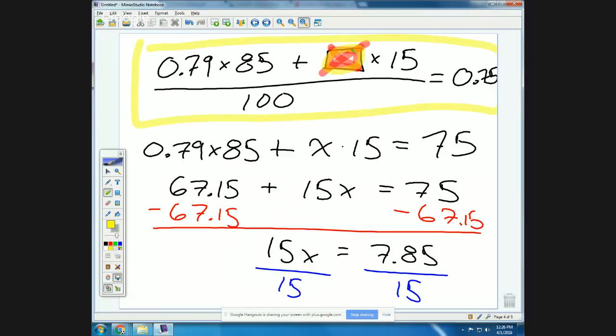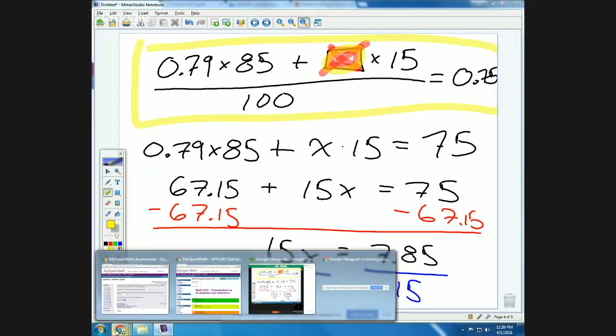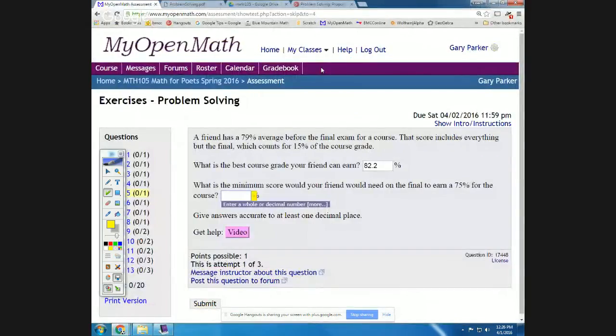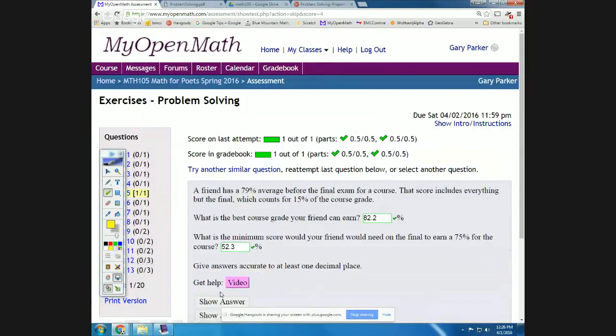Let's see if it's right. Yes, let's do that. Okay, so what is the minimum score as a percentage? And so we are calculating 52.3. Oops, I'm not in the box. 52.3. And submit. Ooh, I got them right. Not bad. It's a good day.